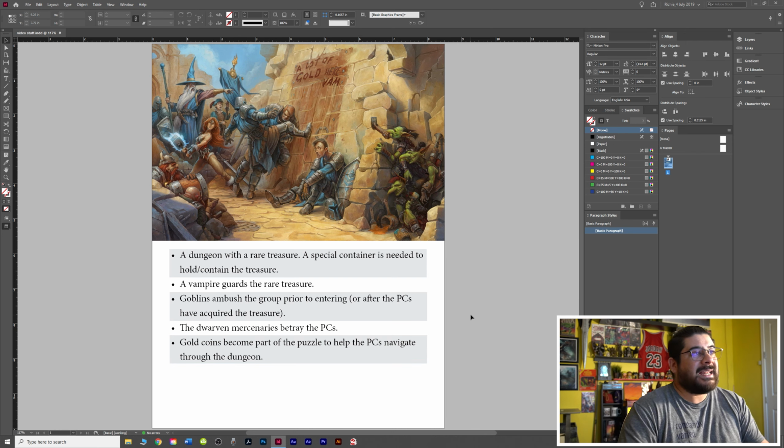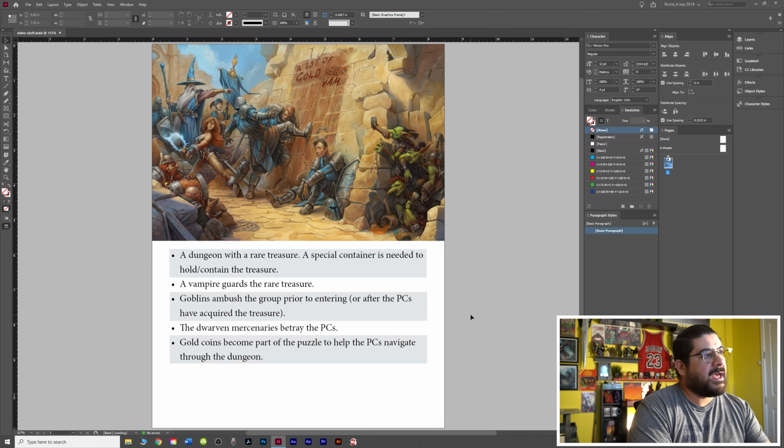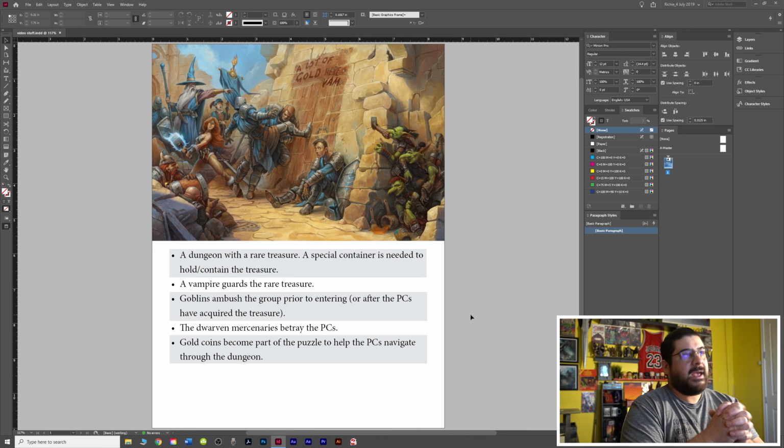So notice how many pieces we have. I'm not even going to write down more bullet points. But look at the content that we have there. If we were to go through this one more time before I end the video here. You have a dungeon with a rare treasure. We need to determine what is that rare treasure. Okay? Maybe that's supposed to go to a specific NPC.